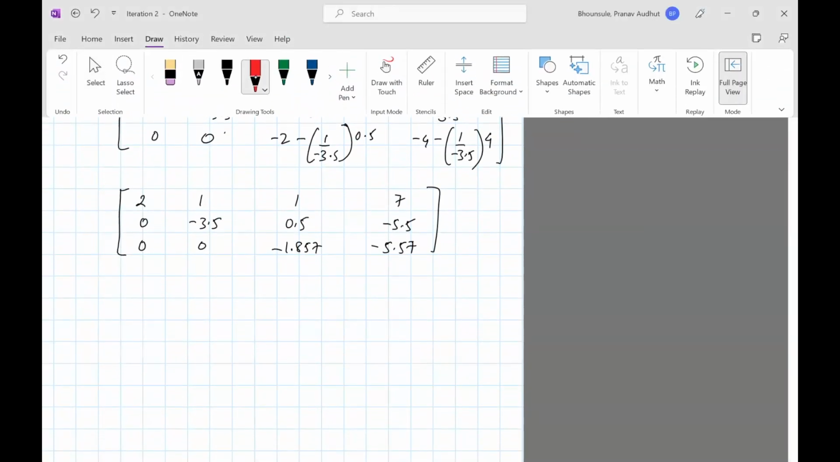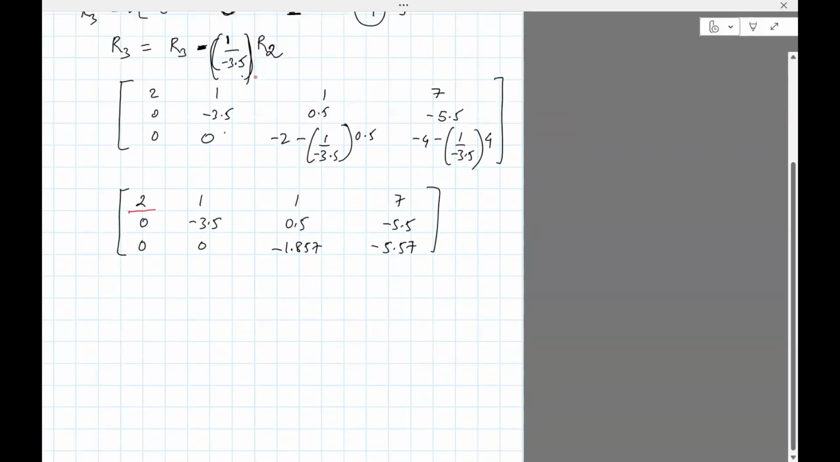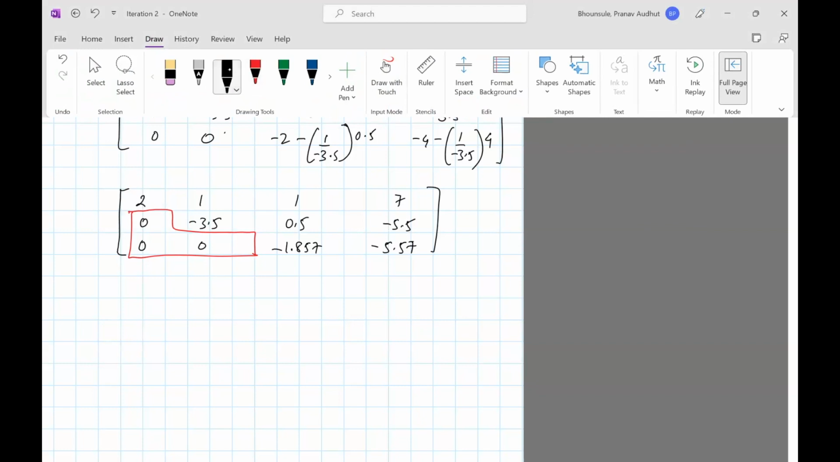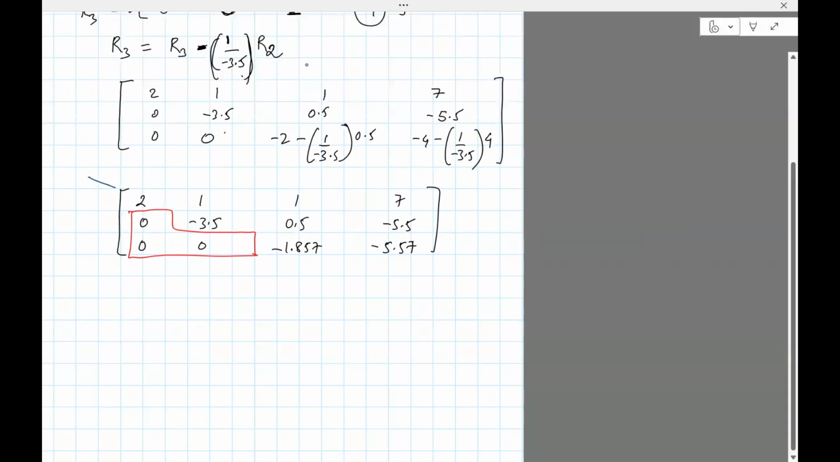Okay, so we see that in just 2 iterations, we have basically got it in the form we care about. There's zeros here. It's in what they call the upper diagonal format, which means that anything below the dotted line here is zero.